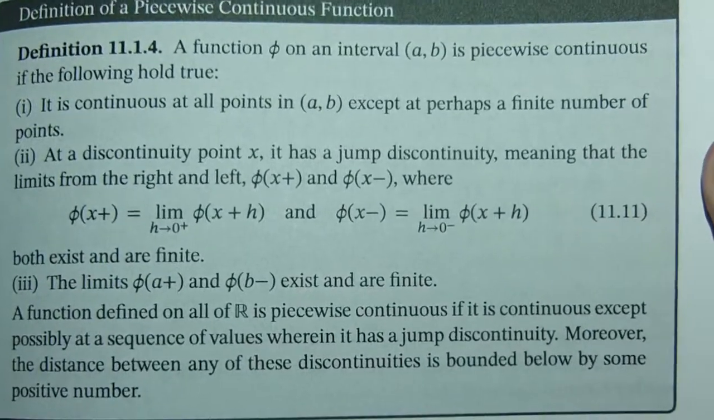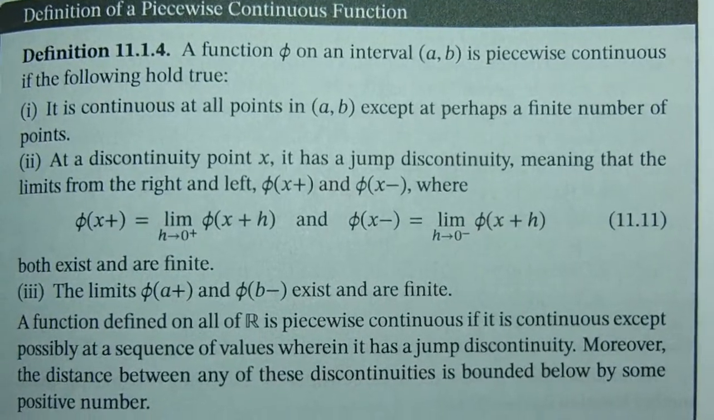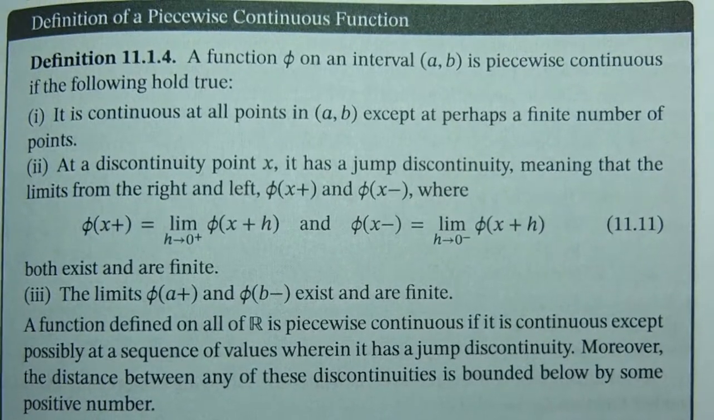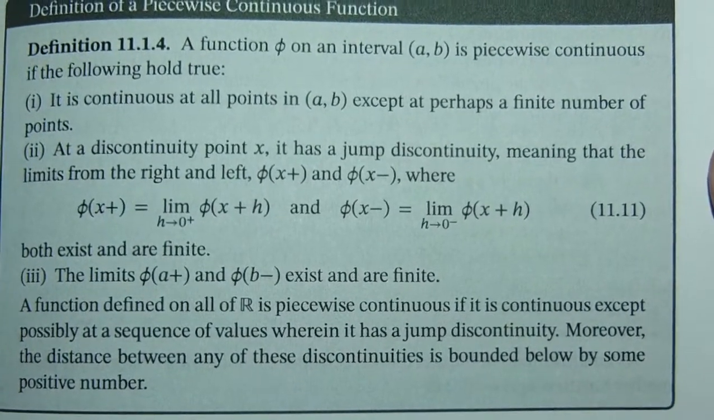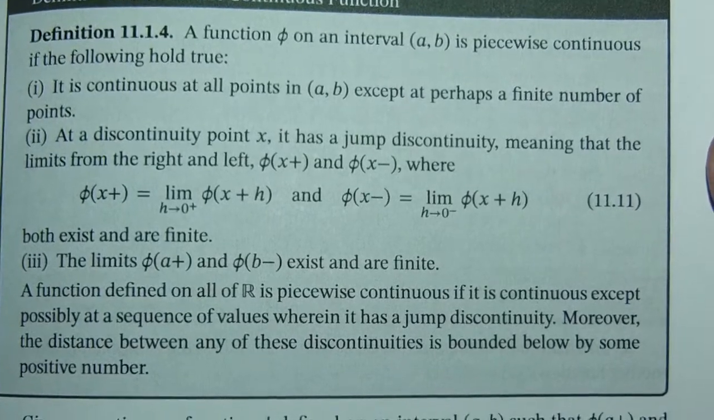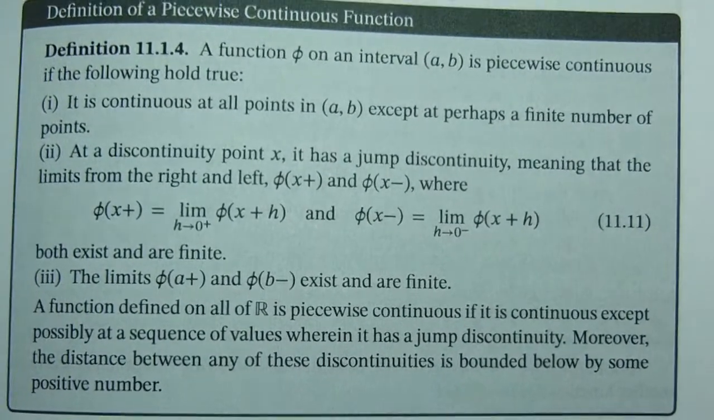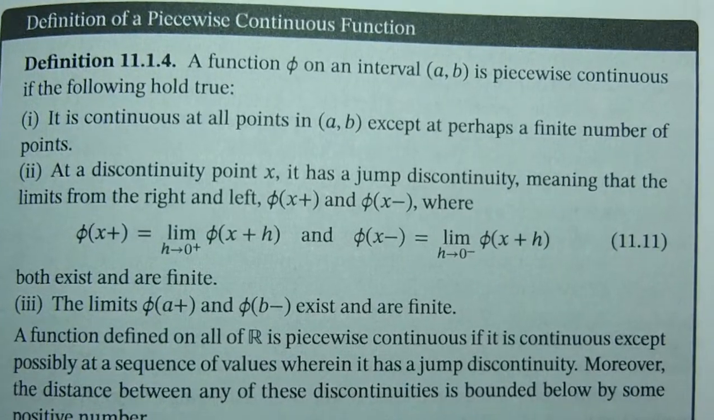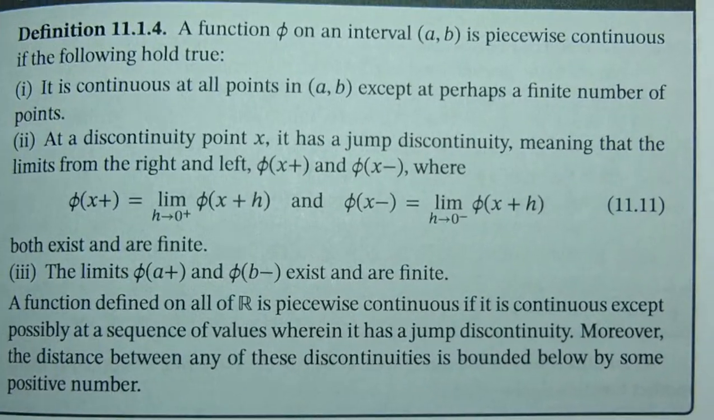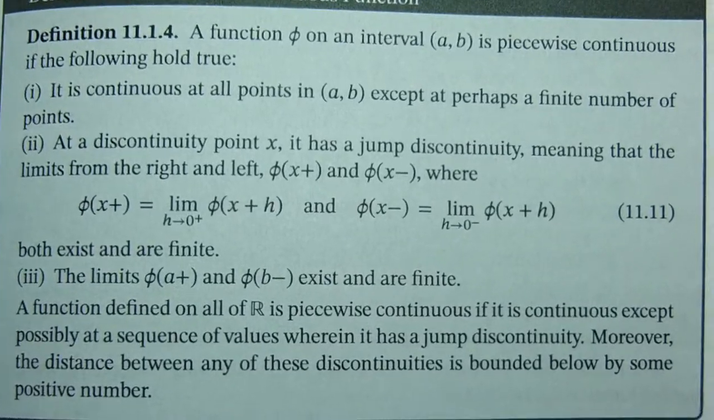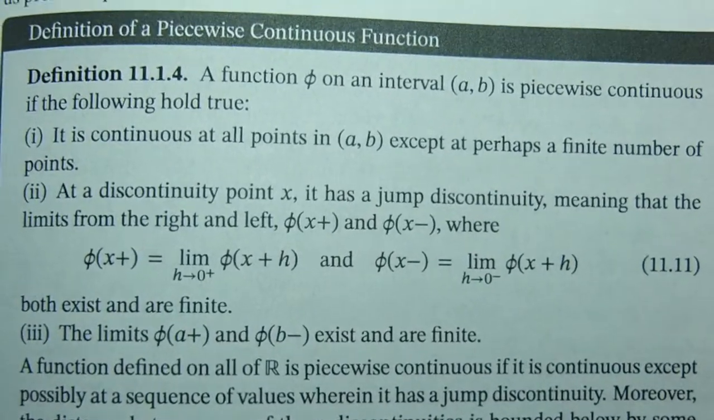Okay, so that is what we mean here. Let me give one more. This is the full text box for it. A function defined on all of R is piecewise continuous if it is continuous except possibly at a sequence of values wherein it has a jump discontinuity. Moreover, the distance between any of these discontinuities is bounded below by some positive number. Okay, that's a quick way of thinking about it in words.